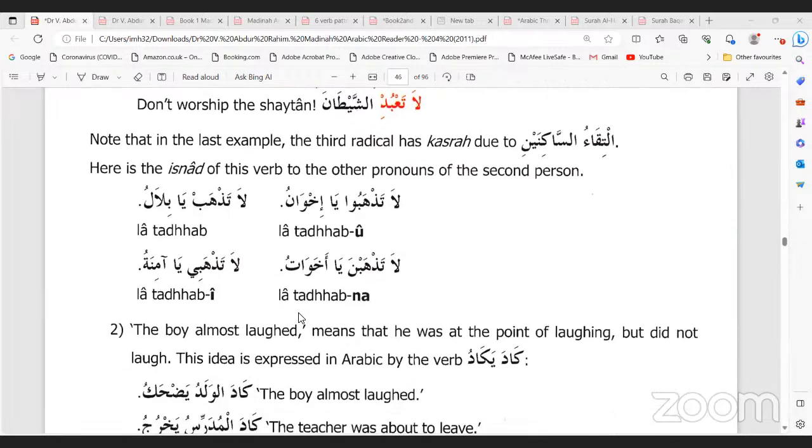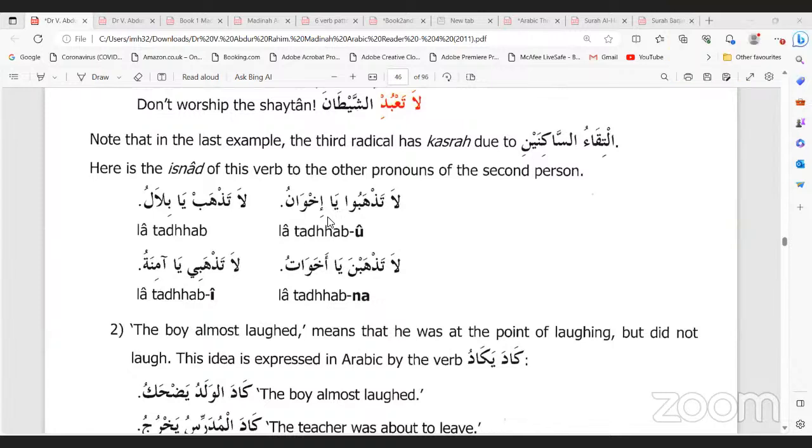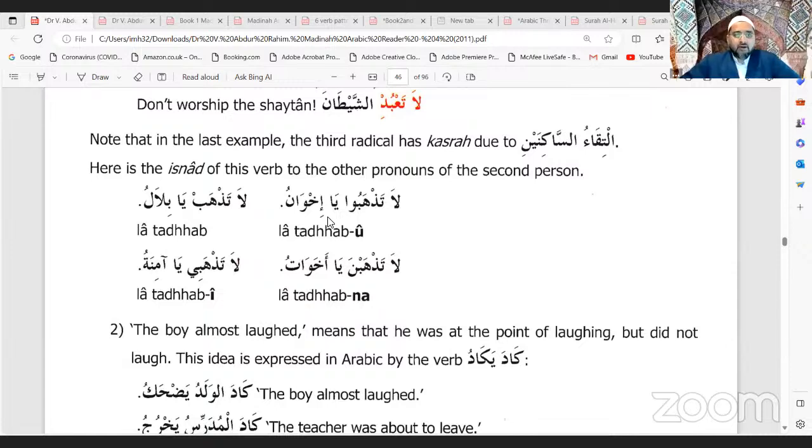Note the following. Note that in the last example, the third radical has kasra due to the iltaqaul sakinain. Here is the isnad of this verb to the other pronouns of the second person. Here we're talking about the present tense and the second person, the person you're addressing. It means the person you're talking to.